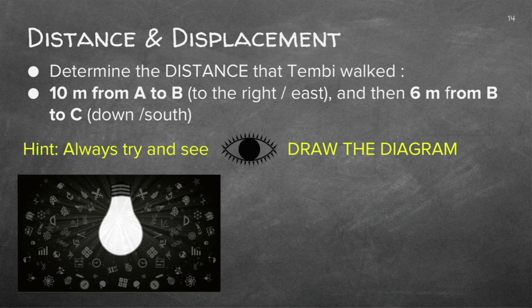Now, let's have a look at an example. An example where Tembi walks 10 meters from A to B to the east, and then 6 meters from B to C. Now it's downwards. Now let me tell you, you cannot do physics without drawing the diagram.